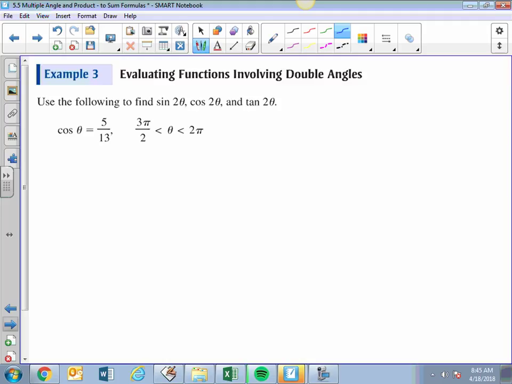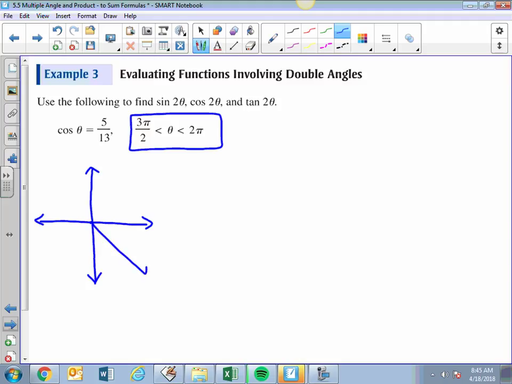It says use the following to find sine 2 theta, cosine 2 theta, and tangent 2 theta. It also gives us some stipulations here. Since it has to be between 270 and 360 degrees, I'm going to draw an XY coordinate plane. It says 5/13 is the cosine, so that means the adjacent side of this triangle, which has to be written like this. This would be the central angle here.